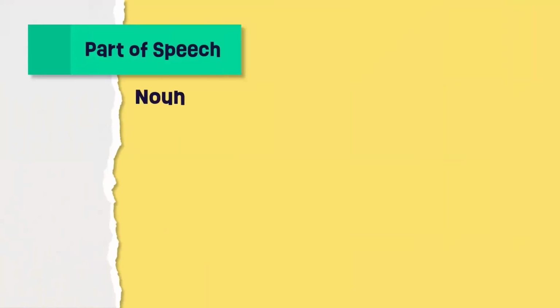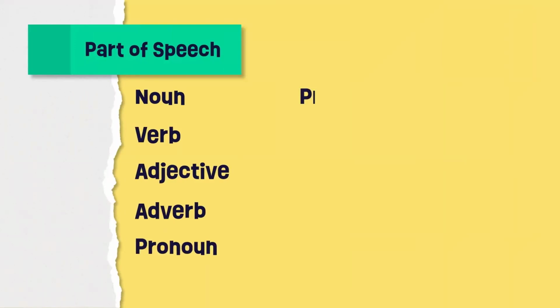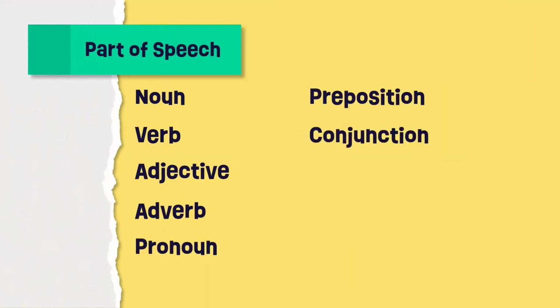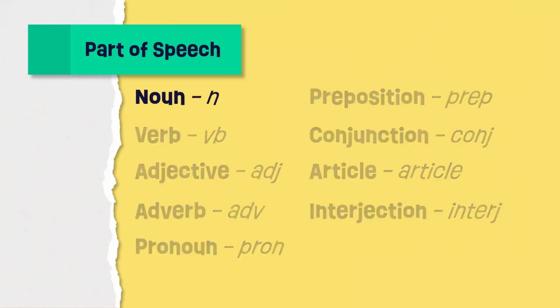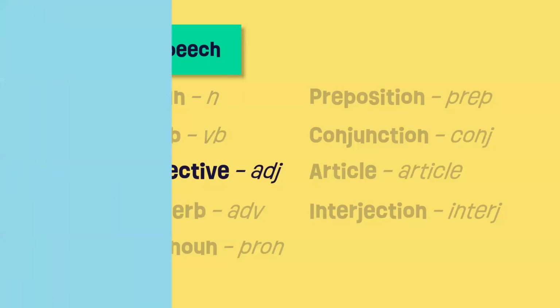Every word has a job or function in a sentence, which we call a part of speech. A word can be a noun, verb, adjective, adverb, pronoun, preposition, conjunction, article, or interjection. In some dictionaries, the part of speech for each entry is listed as an abbreviation, like N for noun, VB for verb, and ADJ for adjective.